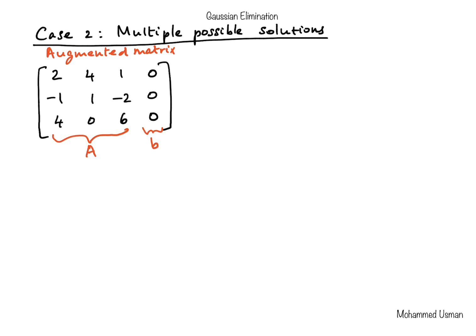So the first thing we are going to do is we are going to transform these two numbers in the first column into 0 by using this as our pivot. So we'll apply some transformation to row 2 and another transformation to row 3 using this as the pivot. So the first row is going to remain unchanged, so we'll write the first row as it is. So that will be 2 4 1 0.